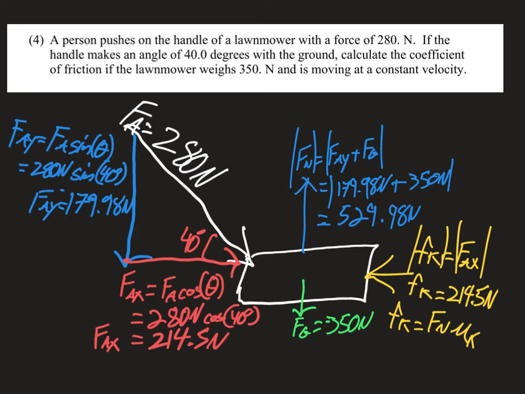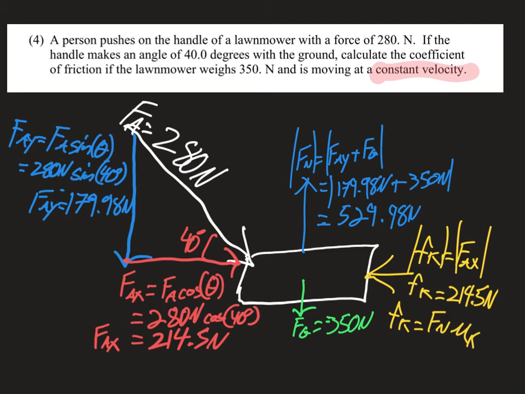Okay, so in problem number 4, we have a person pushes on the handle of a lawnmower with a force of 280 newtons. If the handle makes a 40-degree angle with the ground, calculate the coefficient of friction if the lawnmower weighs 350 newtons and is moving at constant velocity. Woohoo! Constant velocity. We know that that means there's no acceleration, meaning the net force is 0.